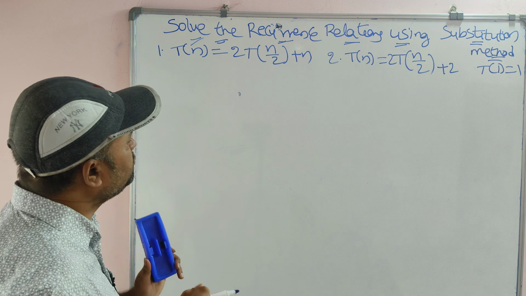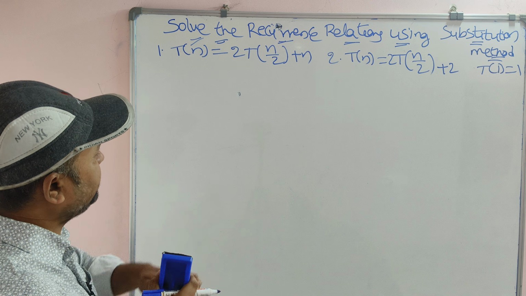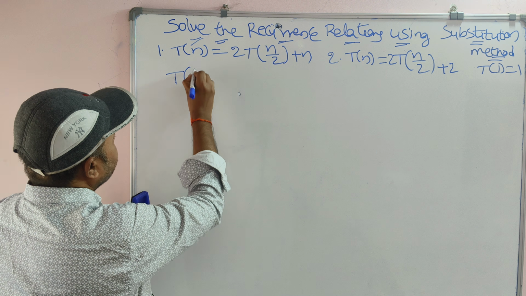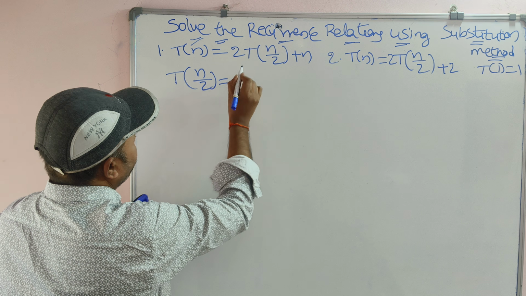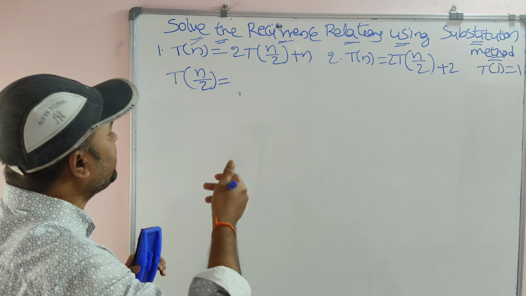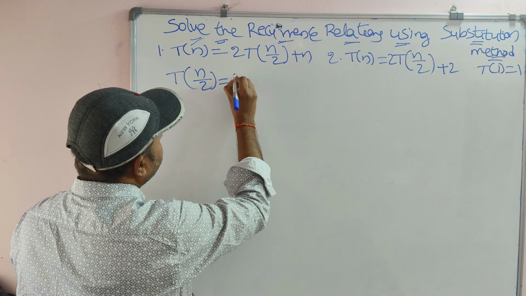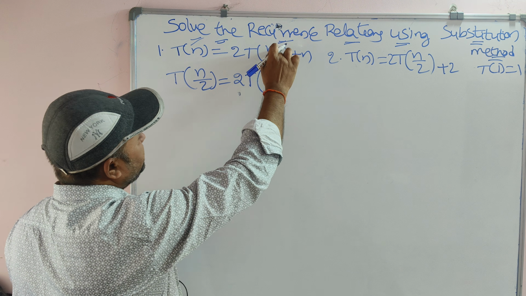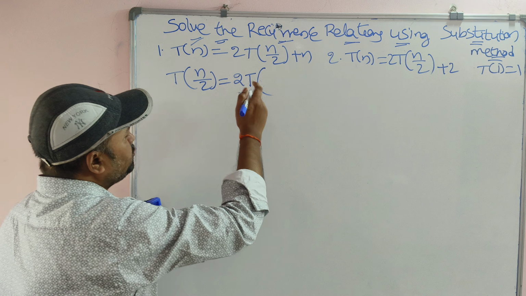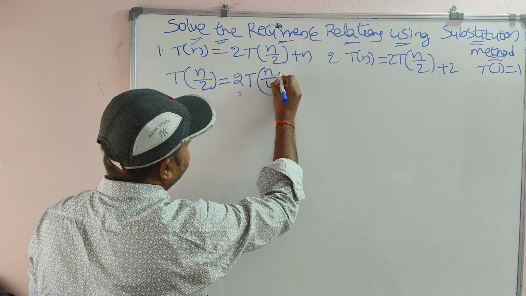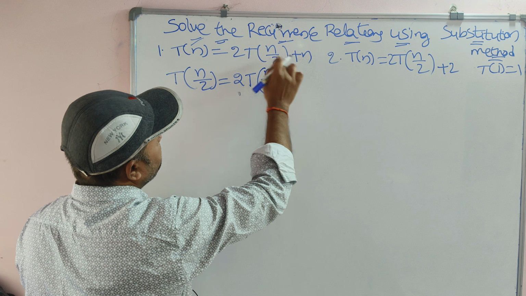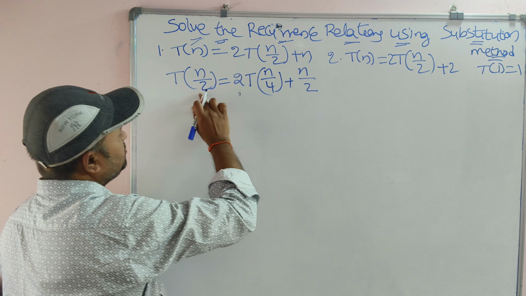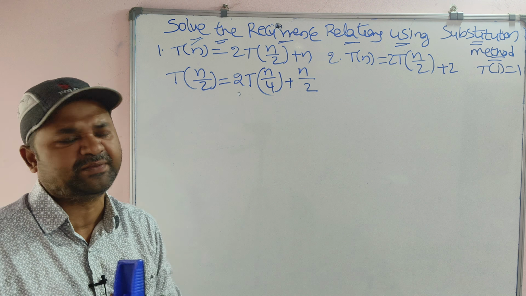T(n) = 2T(n/2) + n. Here we have n/2, so let us derive the T(n/2) formula. In place of this n, substitute n/2. Then we will get 2T of, in place of n, n/2 by 2, that is n/4, plus in place of n, substitute n/2, so n/2. So this is nothing but the formula for T(n/2).